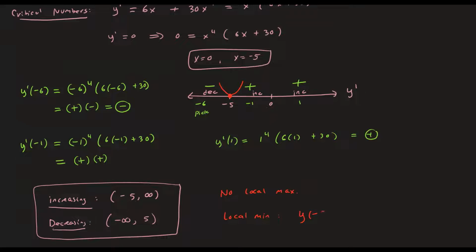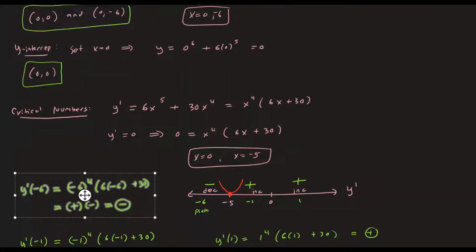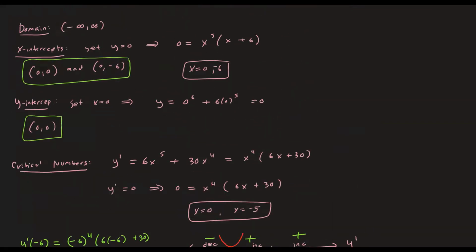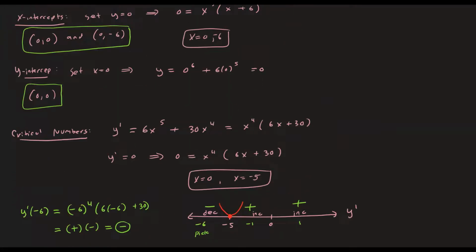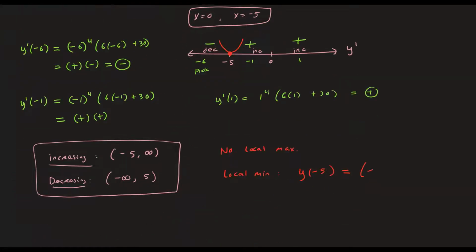So we want to find the value y of -5. That's going to be plugging this into the original function, x to the 6th plus 6x to the 5th. So that's going to give you (-5) to the 6th plus 6 times (-5) to the 5th, and you'll get about -3,125. So that's the local minimum value. So we'll put that together as well.